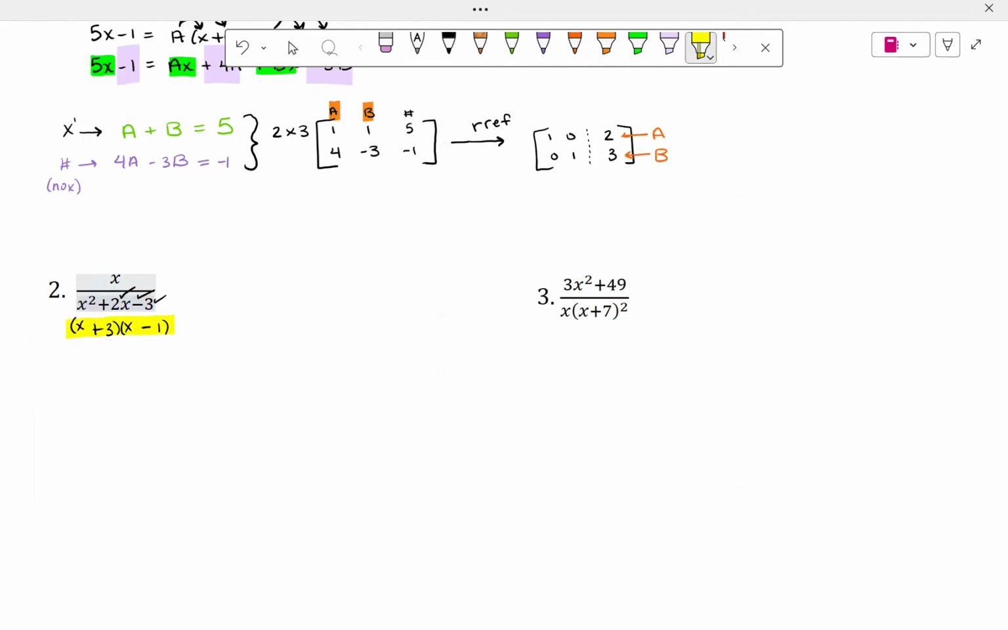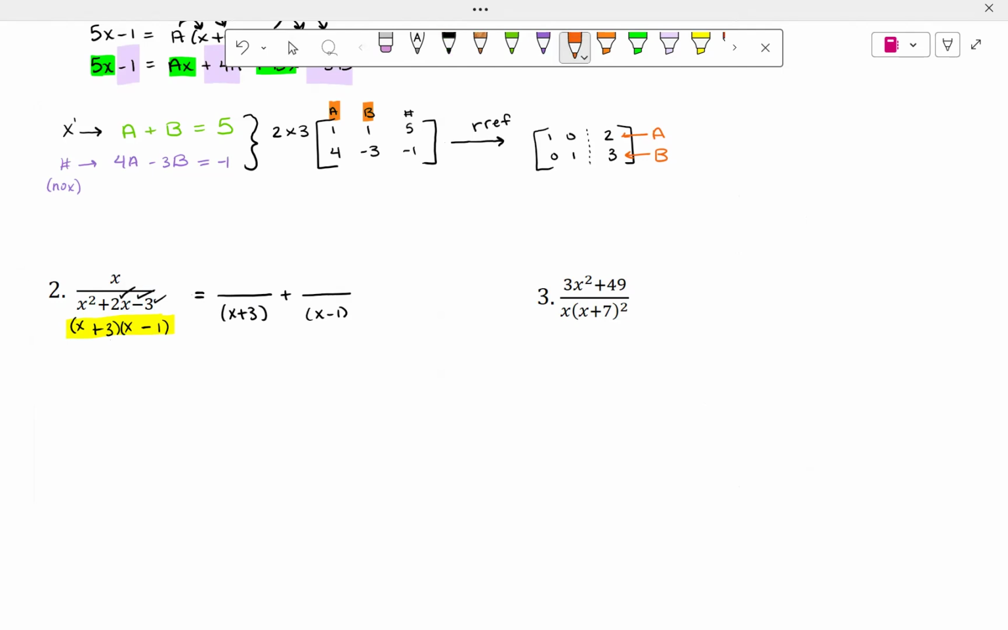I take this denominator and separate it out to 2 fractions since I have 2 factors and none of them are repeated. So my 2 distinct factors will end up being 2 distinct denominators. First one with x plus 3 plus second one with x minus 1.